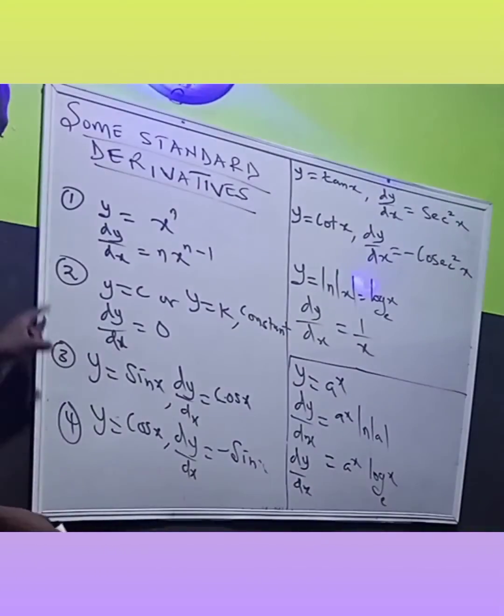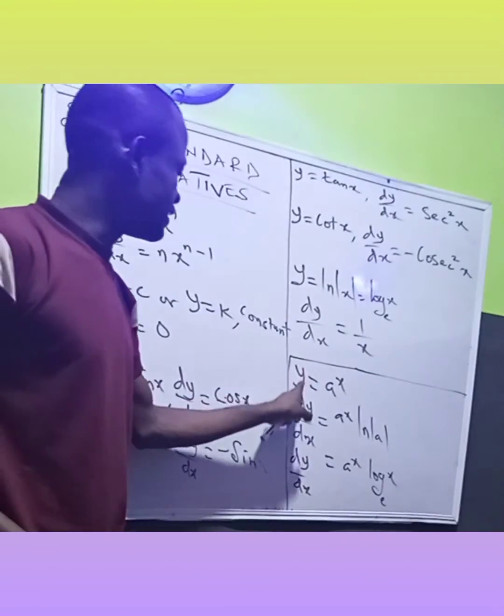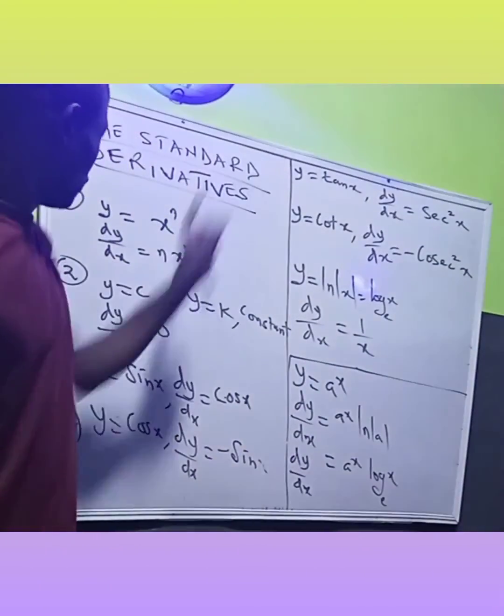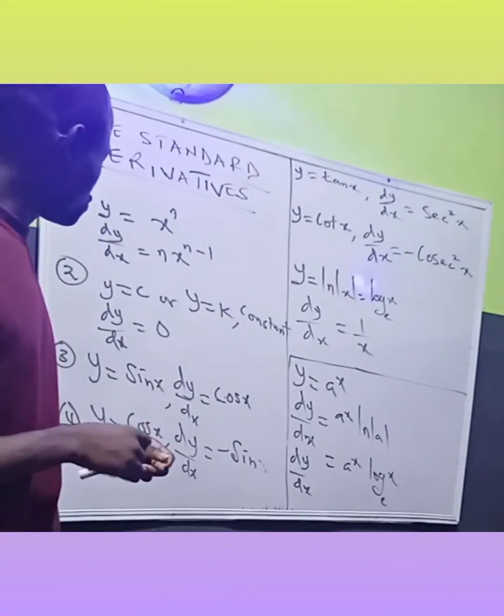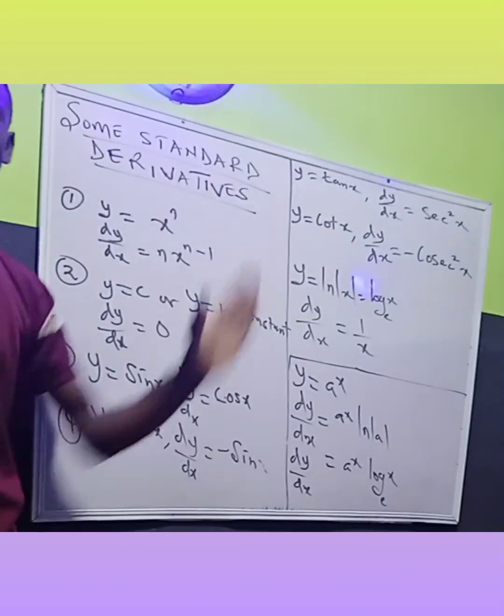How many do we have here? 1, 2, 3, 4, 5, 6, 7, 8. So we have 8 of them here, which you need to study very, very well, and they are called standard derivatives.